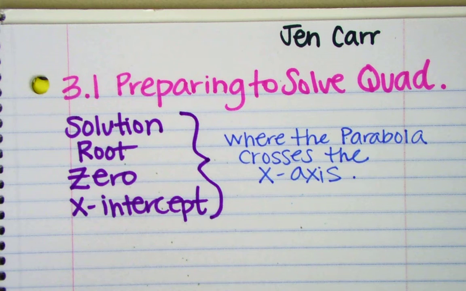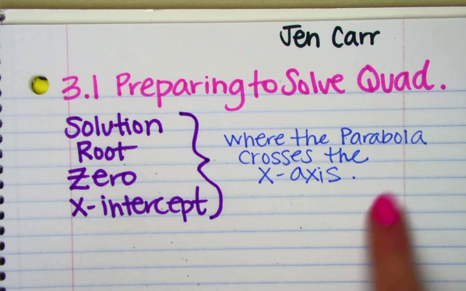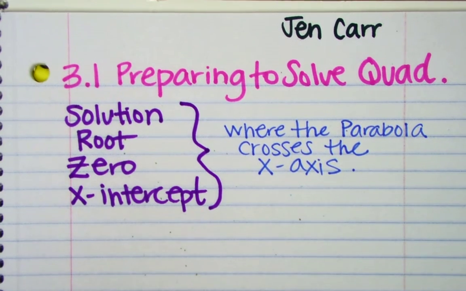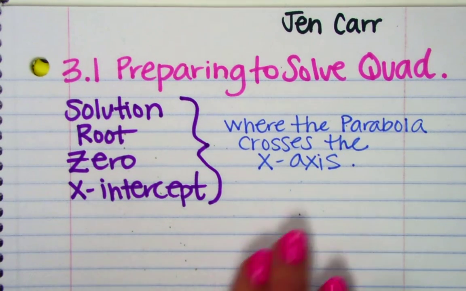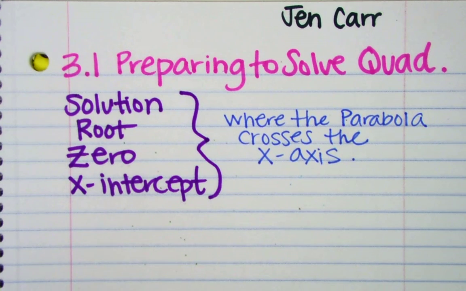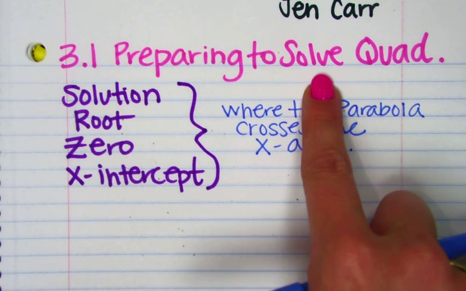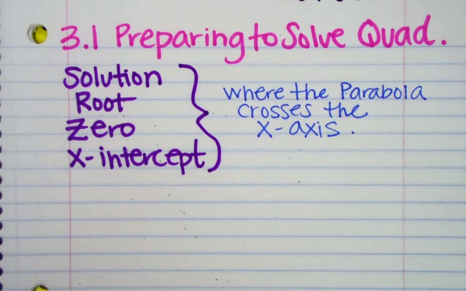You know what parabola means, right? Okay, it's a U-shaped graph. Right, I think you know where the x-axis is, right? It's the horizontal axis of the graph. Right, so where does it cross the x-axis? That's what we're looking for, okay? That's what when we say solving, okay, to solve, the solution is where it crosses.